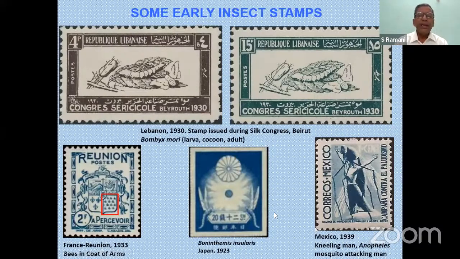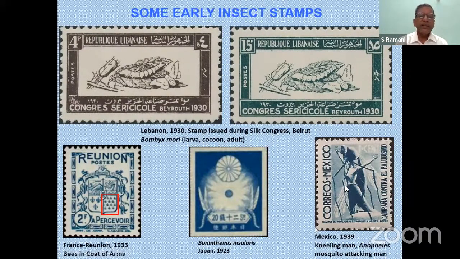In 1923 itself, Japan actually issued a stamp with two dragonflies, Bayadera insularis, on them. This was actually an earthquake stamp, it is called, because the stamp producing machinery was damaged very greatly by an earthquake that happened in 1923 in Japan. And they had to use other private producers of paper and printing to produce this particular stamp. This is known as the earthquake stamp, and this was basically a relief stamp which was produced.